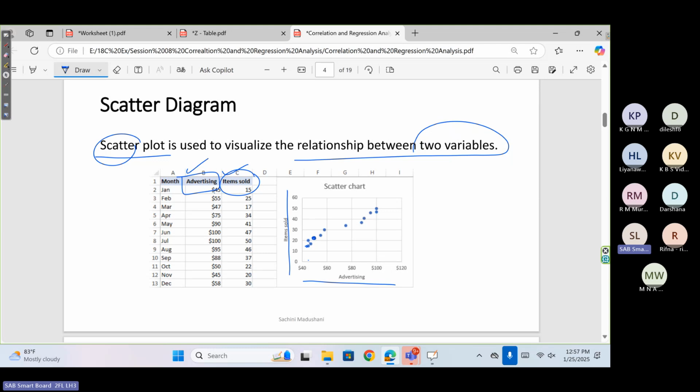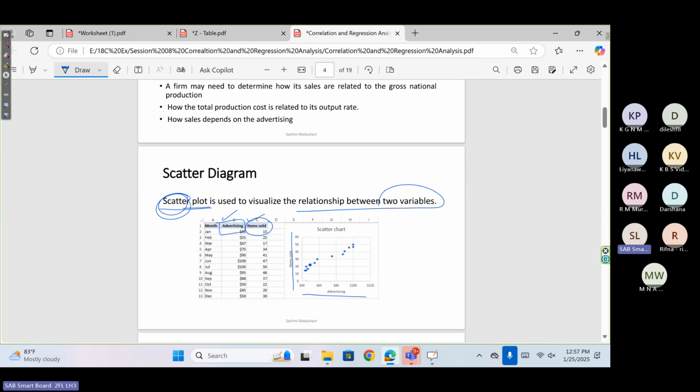Then scatter plot diagram. Now that is the way a scatter plot diagram is. Scatter means the points are spread out, and we put dots like this. Clear? Scatter plot diagram. We see it on each side.